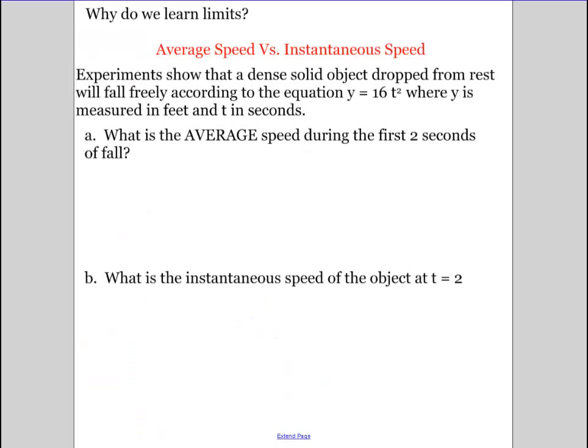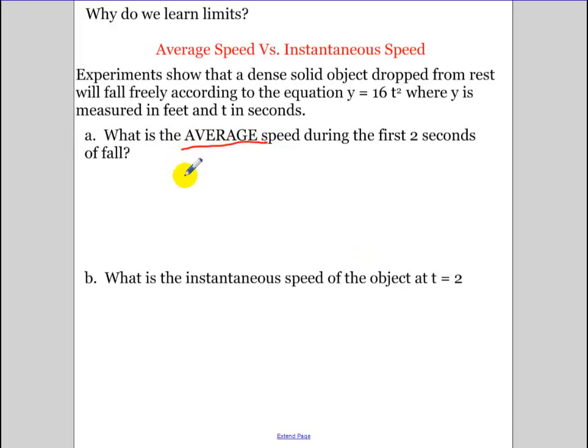Our next example, and this is a good one for you guys to realize why we've learned limits: average speed versus instantaneous speed. So experiments show that a dense solid object dropped from rest will fall freely according to that equation, where y is measured in feet and t in seconds. And there's certain parts of that equation you should hopefully recognize from physics. Hint, hint. What is the average speed for the first 2 seconds?